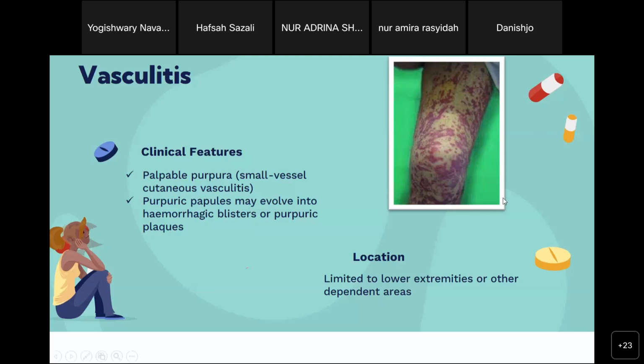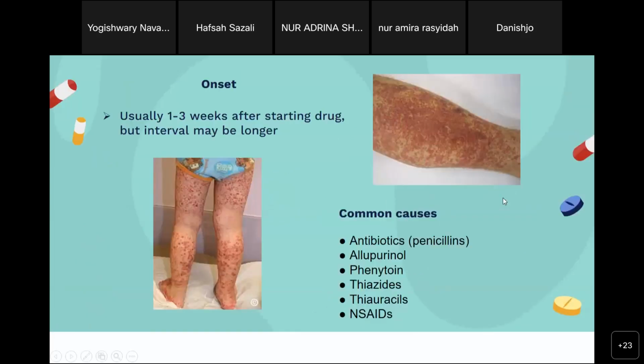These vasculitis often manifest within 1 to 3 weeks after starting the drugs, and it usually takes a longer interval. Common causes are antibiotics like penicillin, allopurinol, phenytoin, thiazides, and NSAIDs.